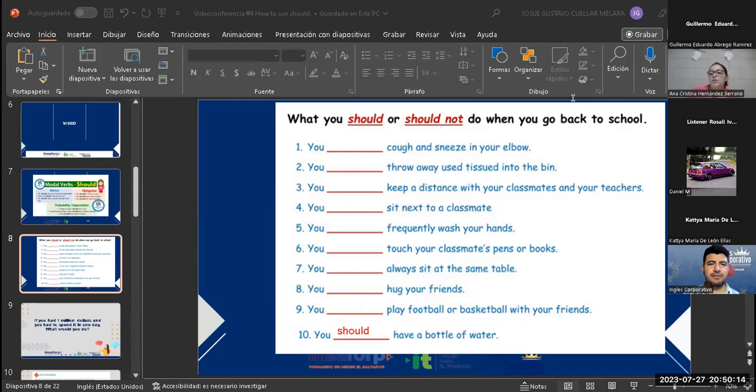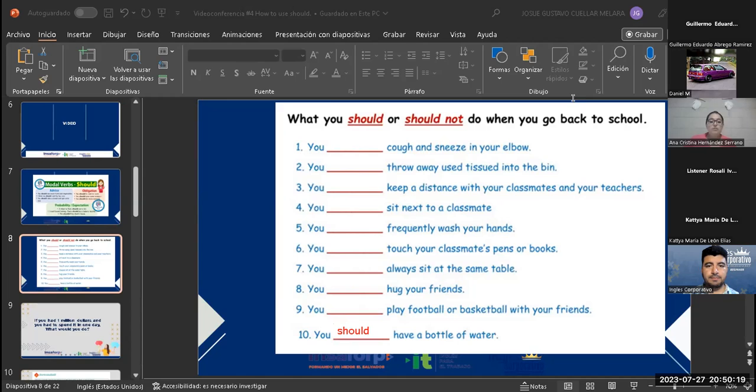I guess these are number one. The number one. You shouldn't cough and sneeze in your elbow. No deberías toser o estornudar en tu codo. Sería debería o no deberías. Should. I guess it's should, right? But this sentence sounds different, como que suena diferente. But yeah, it should.